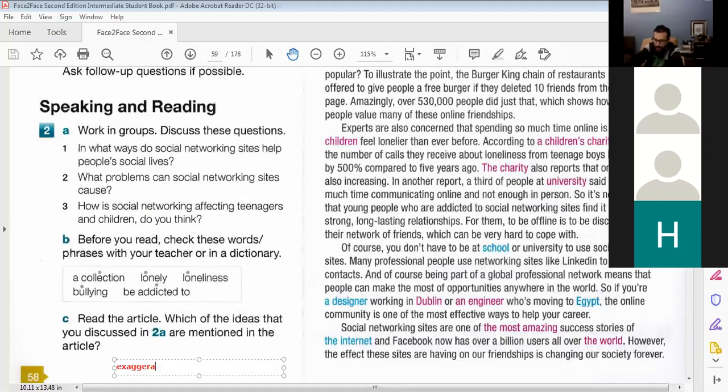Yes, exaggeration. Yeah, I think you're right. A lot of news online, on Facebook pages, gets exaggerated. Sometimes it's something small and not important, but then it becomes big news. Yeah. Okay, so I agree. I think I agree with what most of you said.